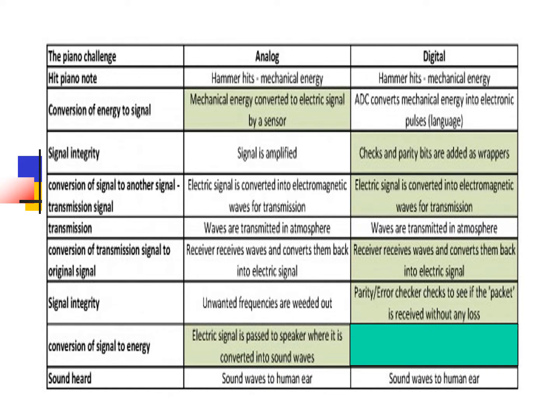Electric signal is passed to the speaker where it is converted into sound waves, while digital signal is fed into a DAC and converted into sound waves. Now, the converted sound waves will be heard by the human ear.